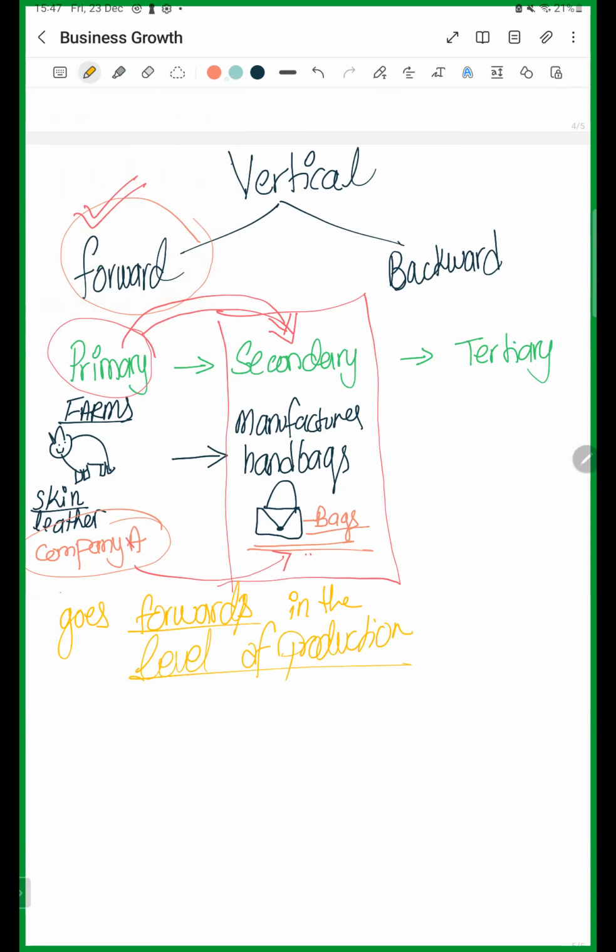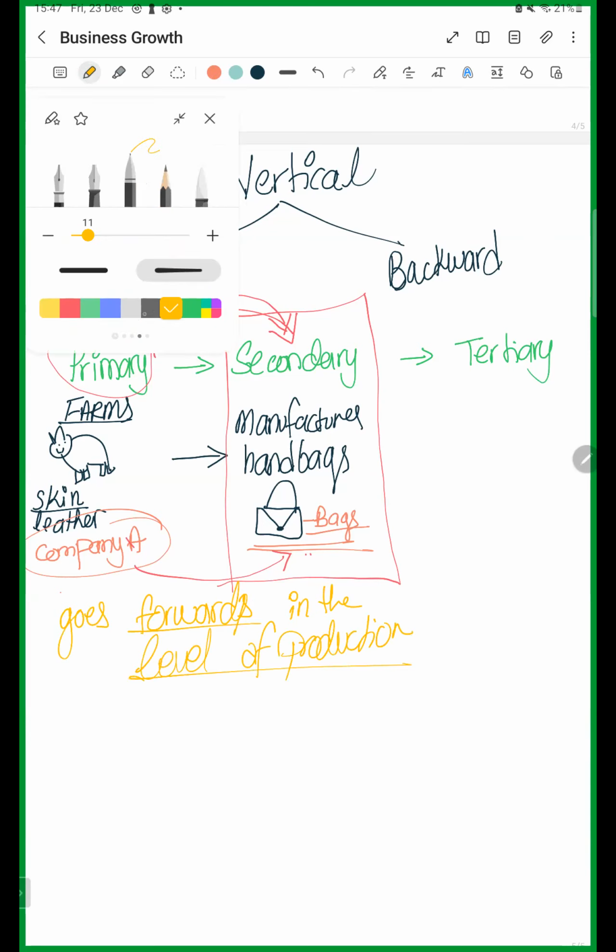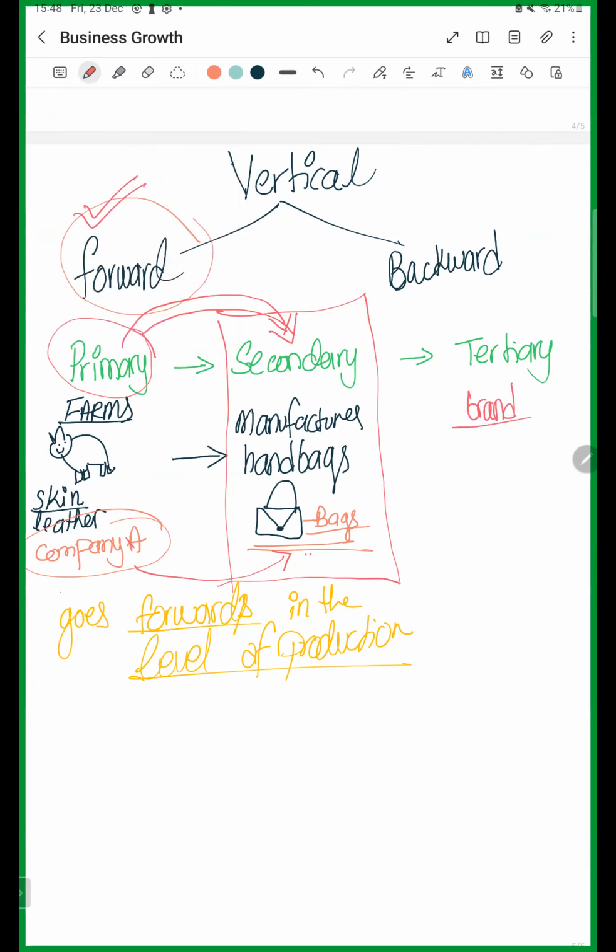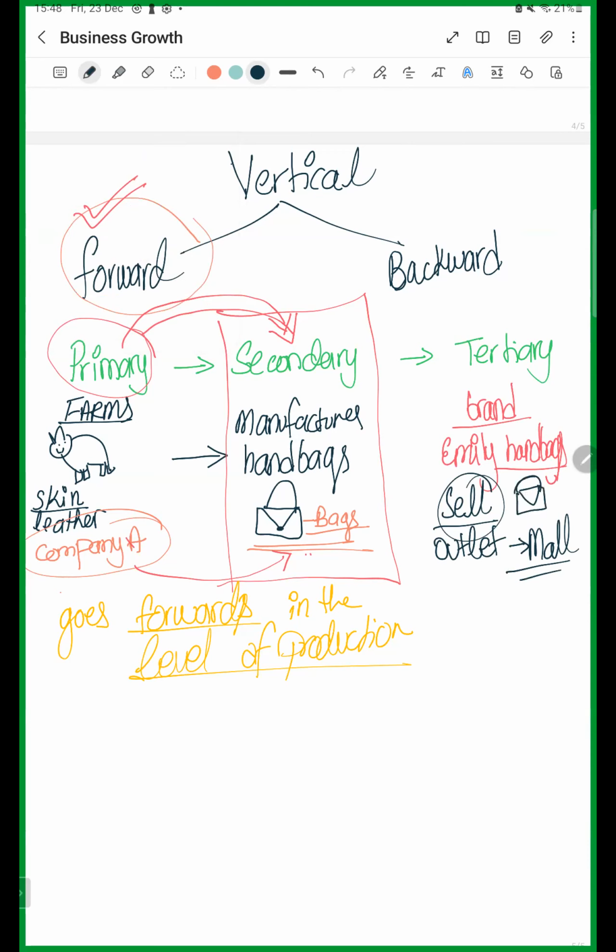Okay. Now let's talk about the final company. There is this brand called Emily Handbags. They have an outlet at a mall, and they only sell these handbags. They're not producing them, they're only buying from this guy, and they're only selling. They're not producing it themselves.